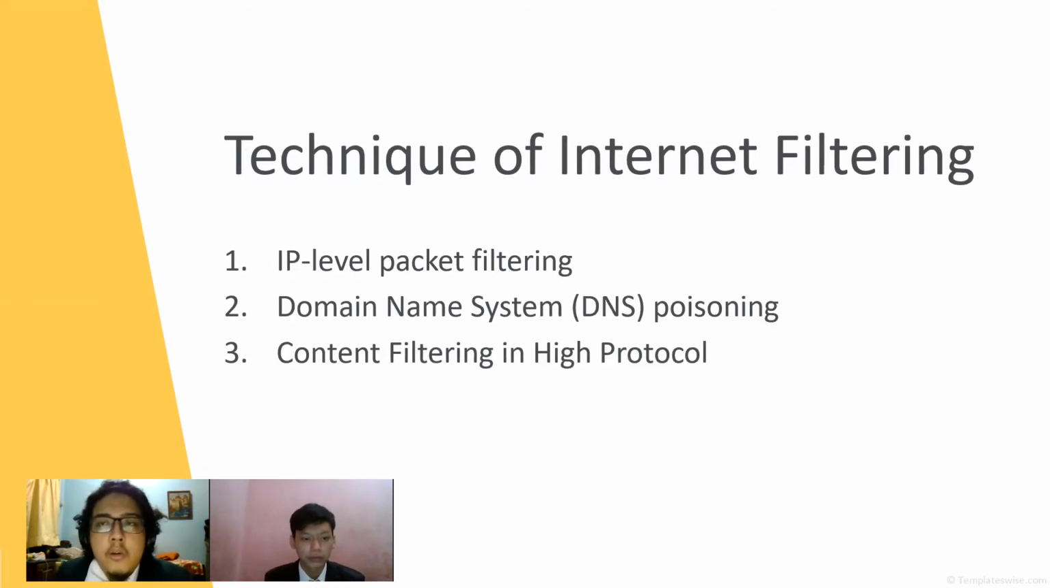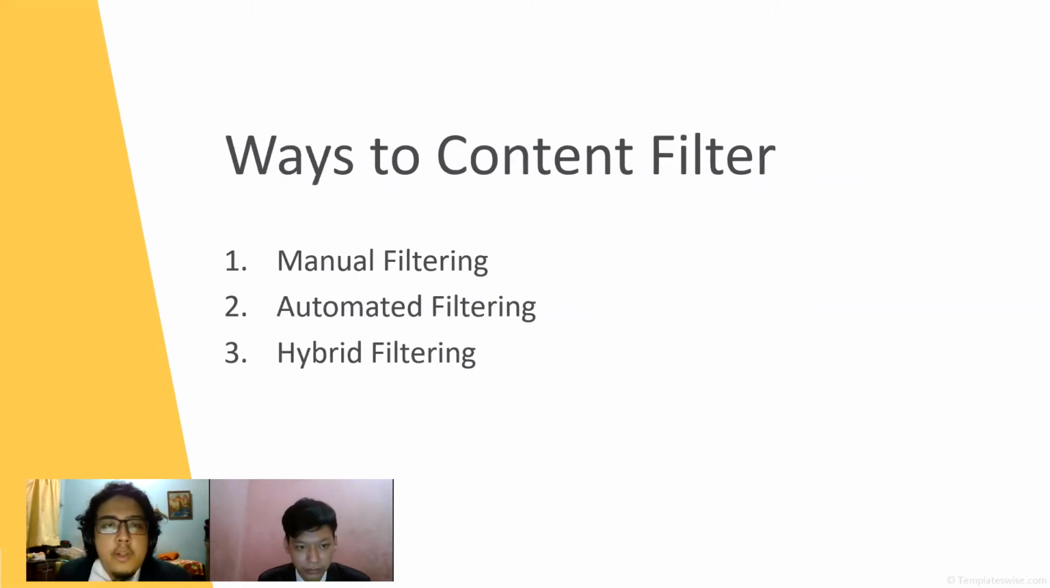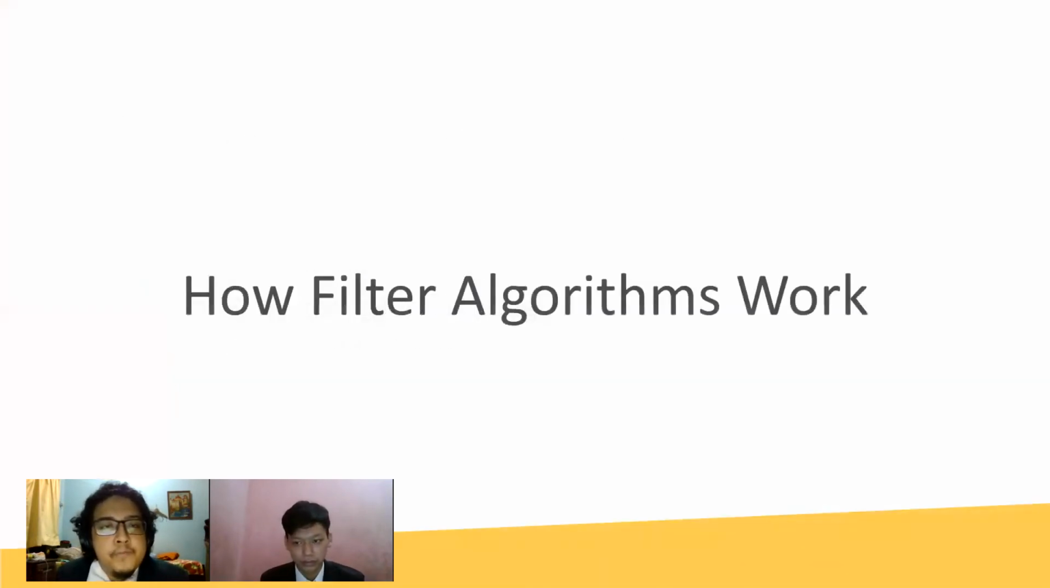Next are the techniques of internet filtering. The first one is IP-level packet filtering. Next is domain name system filtering and content filtering in HTTP. Next are the ways to filter content. First is manual content filtering, which is done by humans. Next is automated filtering, which is done by algorithm tools. And next is hybrid filtering, done by both automated and manual means, which means humans and algorithm tools.